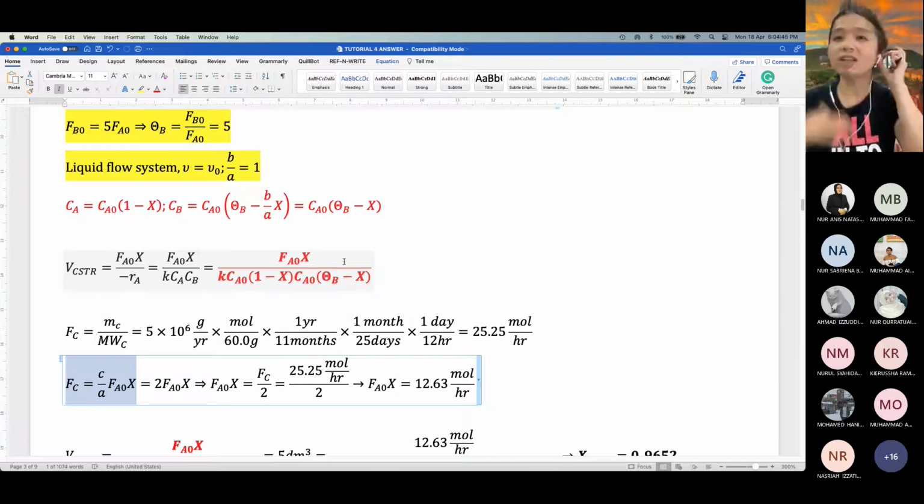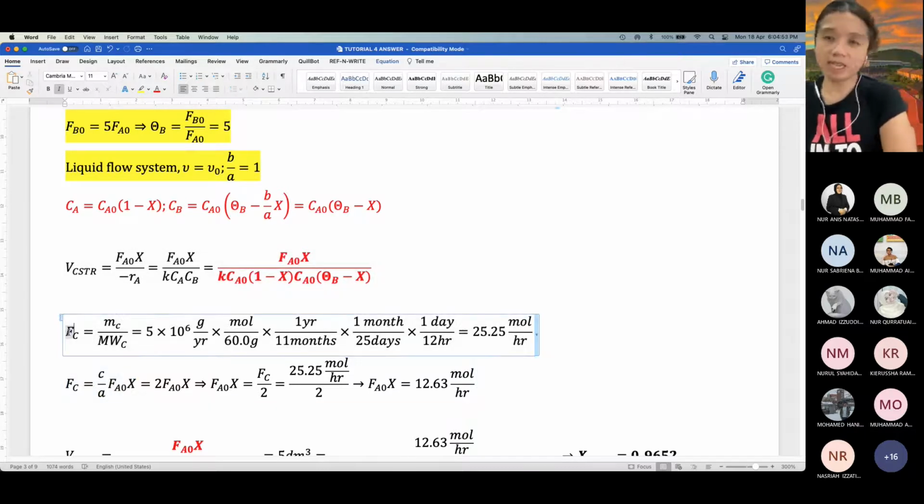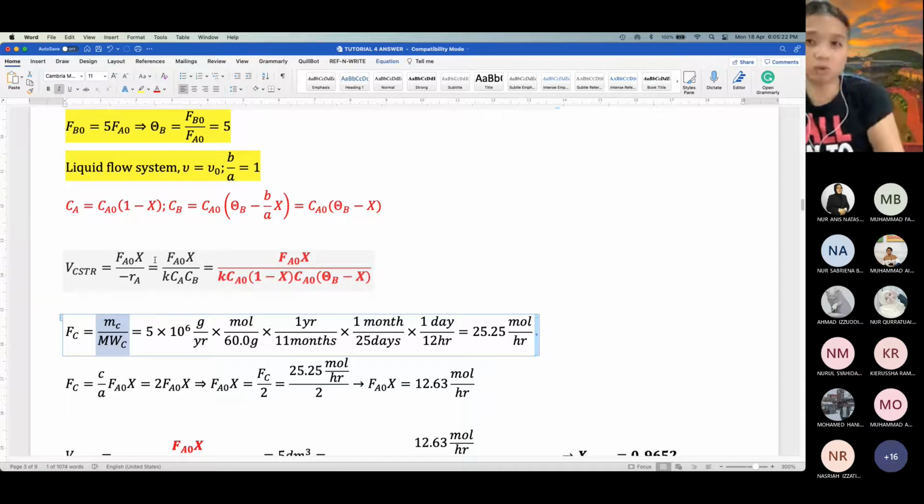Okay, so now kita cari dulu berapakah, how do we get FC? Okay, so as I told you, FC, molar flow rate of C, can be obtained if we convert our mass flow rate to molar flow rate. So by right, kalau you remember, if I want to convert mass flow rate to molar flow rate, I have to divide my mass flow rate with molecular weight. However, katakanlah you are not too sure nak tukar mass flow rate kepada molar flow rate, you are not too sure whether nak kena divide ke nak kena multiply. Okay, if you are not too sure, how do we do it?